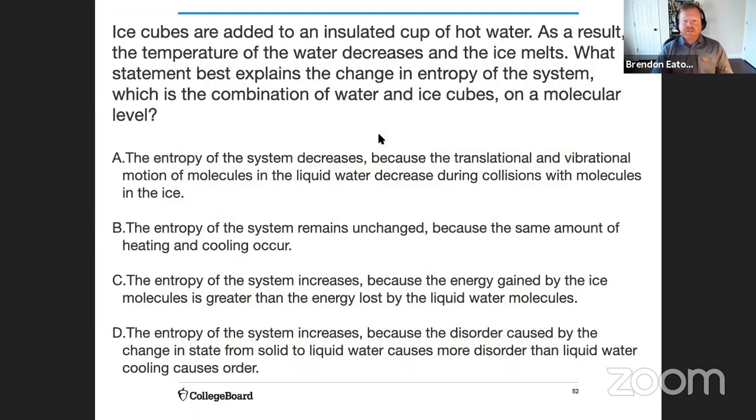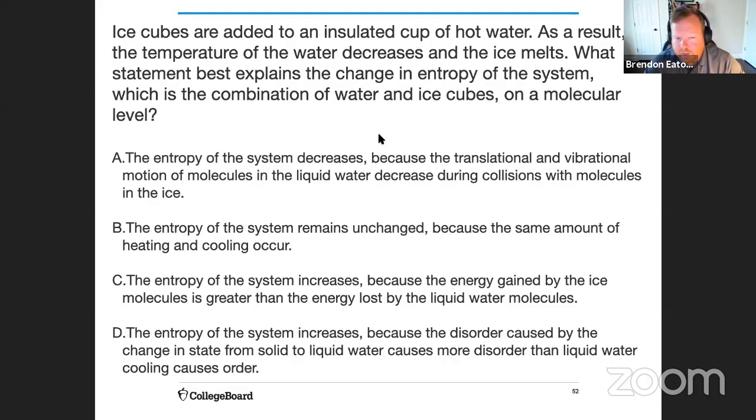All right, you have some ice cubes and you add them to an insulated cup of hot water. As a result, the temperature of the hot water decreases and the ice melts. What statement best explains the change in entropy of the system, which is the combination of water and ice cubes, on a molecular level? So this is that microscopic state that we care about.